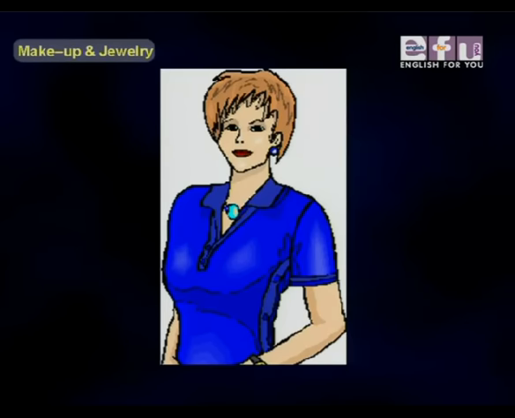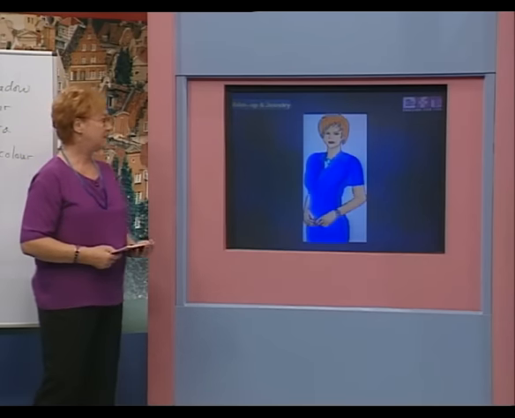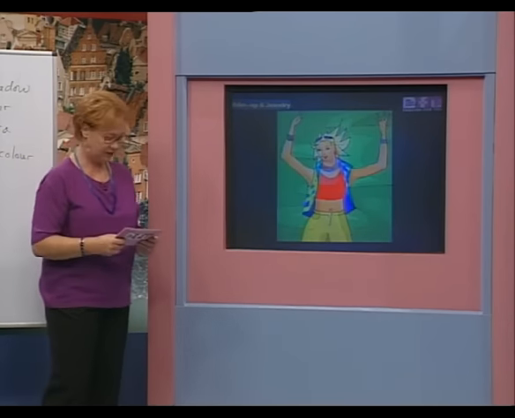Okay, now we'll look at another photo, and Isabel will answer questions about this one. Isabel, tell us about this photo. She is middle-aged. She is attractive. She is wearing eyeshadow and mascara. She is wearing lipstick. She is wearing earrings and a necklace. All right, okay.